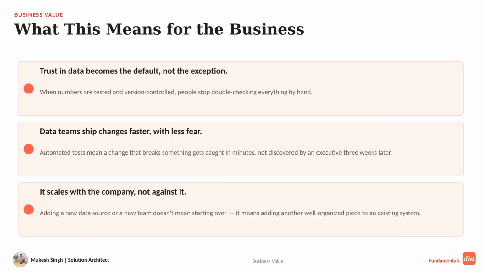Put all of that together, and here's what it means for the business as a whole. Trust in data becomes the default assumption, rather than something people quietly double-check by hand. Teams ship changes faster and with far less fear, because a broken change gets caught by an automated test within minutes, not 3 weeks later in an uncomfortable meeting.